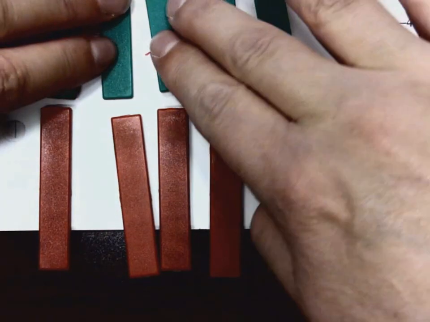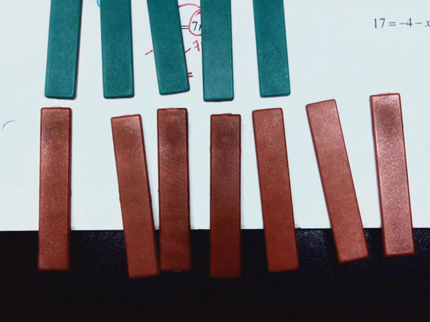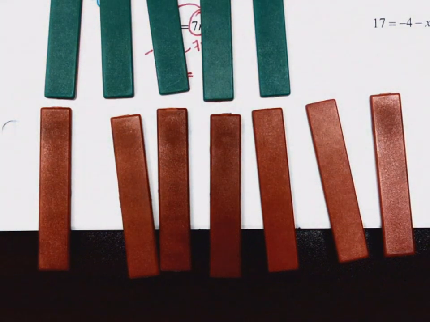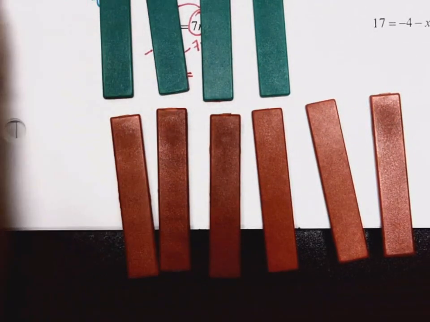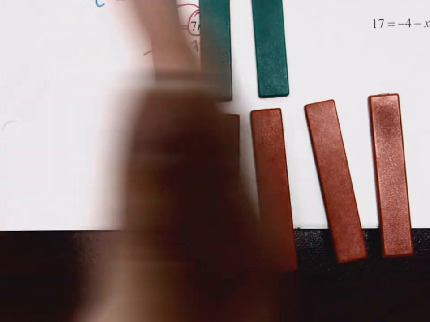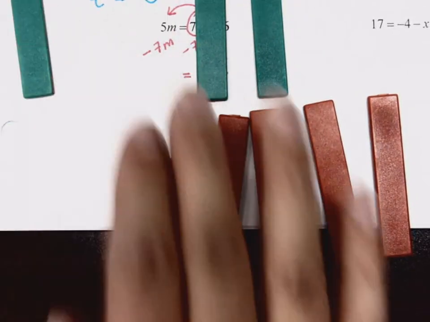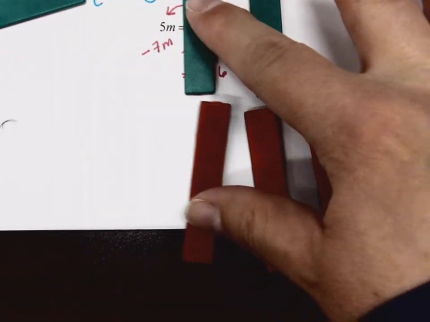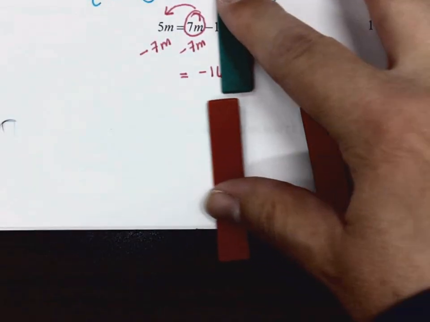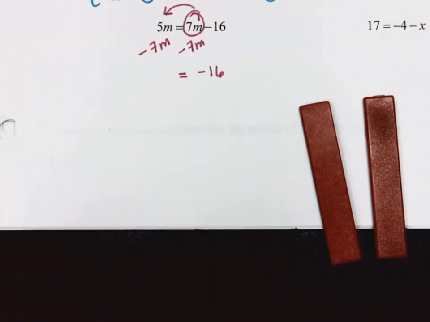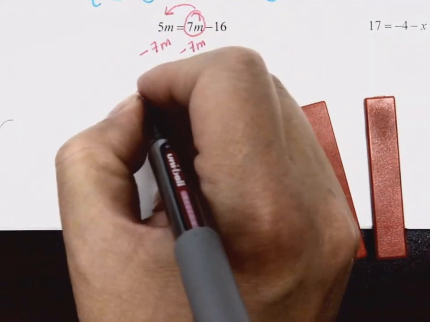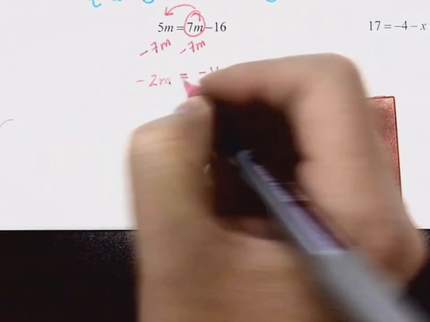Okay. What do we got? What's left over? Remember that a positive and a negative cancel each other out. So that's 0, that's 0, that's 0. Those two make 0. Those two make 0. What am I left with? Negative 2. So we're left with a negative 2m.